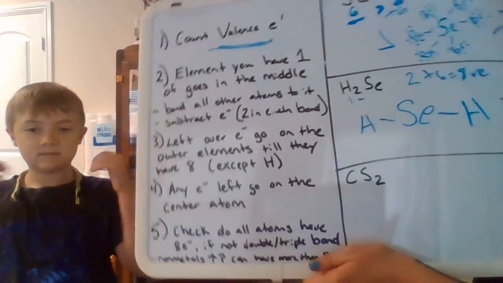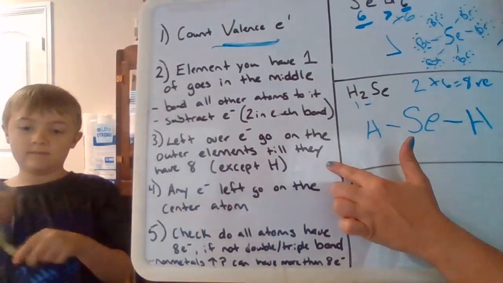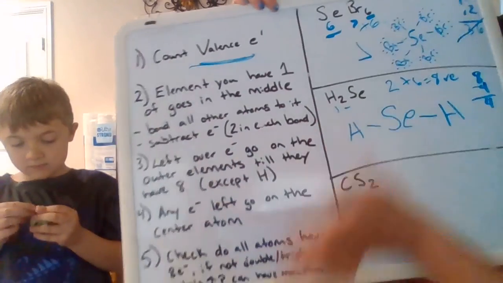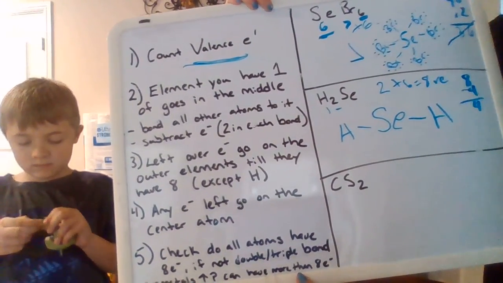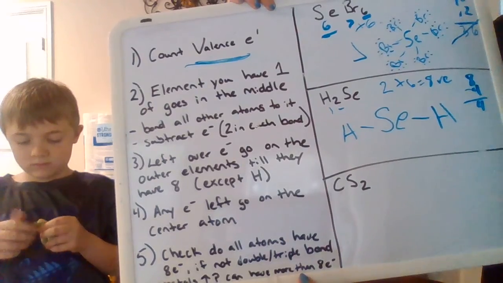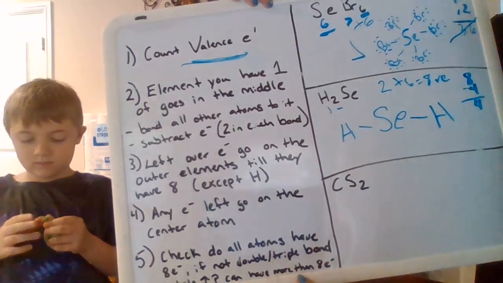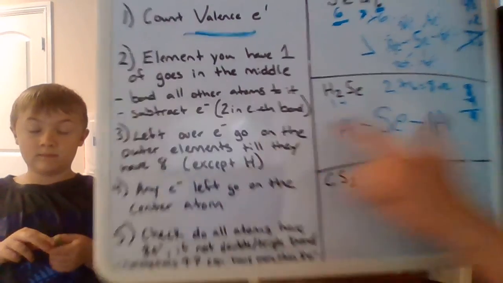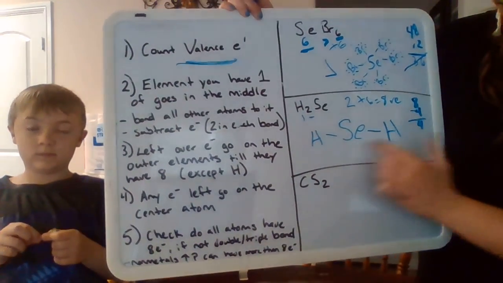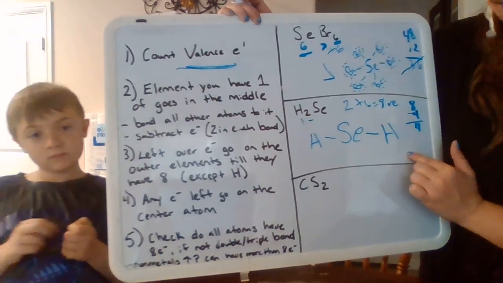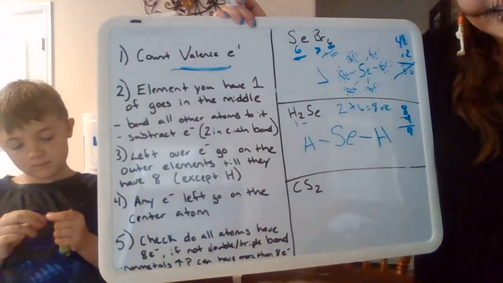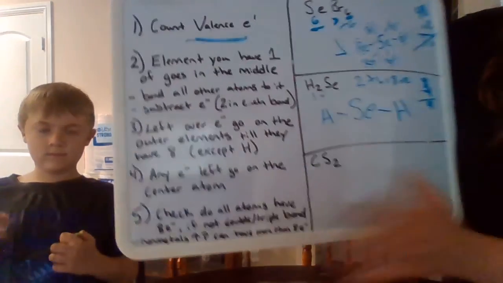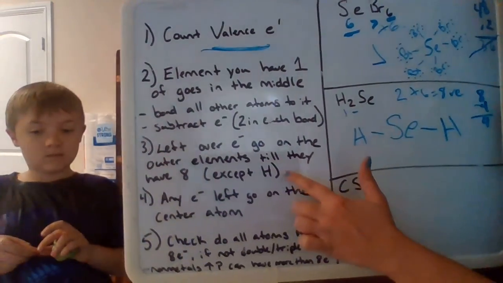Okay, so my next rule says leftover electrons. Oh, I haven't done that one. Yes, leftover electrons go on the outer elements till they have 8. Okay, but then right here, this is very important, it says except hydrogen. These are hydrogens that are my outer elements. They never get any more atoms. Hydrogen is a really, really tiny element. It can only hold 2. It's done. I cannot give it any more. So I'm actually going to disregard rule number 3 because it says except hydrogen.